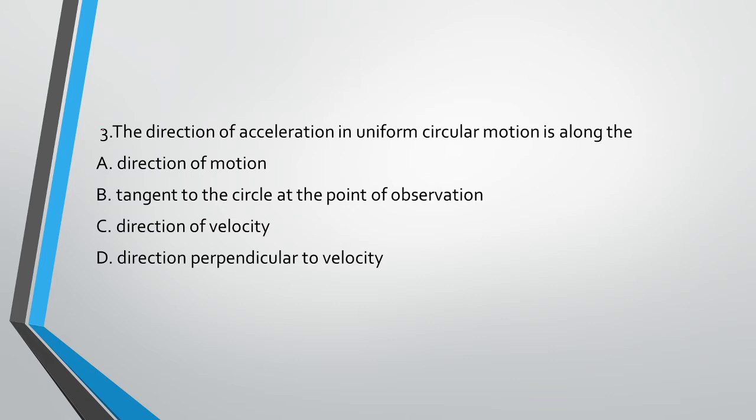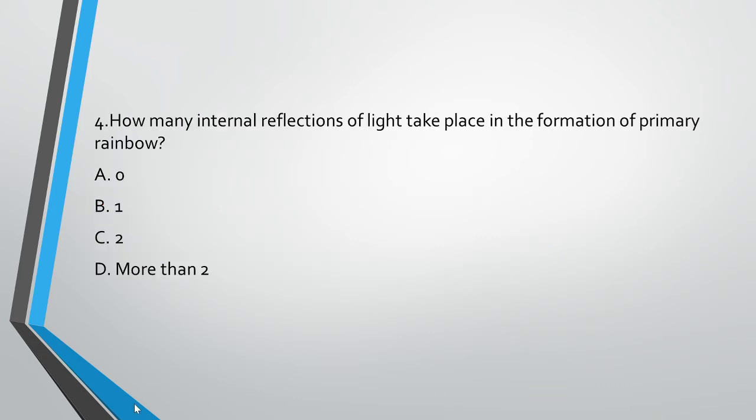This is our third question. The direction of acceleration of uniform circular motion is: A, along the direction of motion; B, tangent to the circle at the point of observation; C, direction of velocity; and D, direction perpendicular to velocity. So the correct answer is option D. See, if the object is moving in circular motion along the circular pathway at constant speed, the acceleration will be perpendicular to the velocity, like this. So let's move to our next slide.